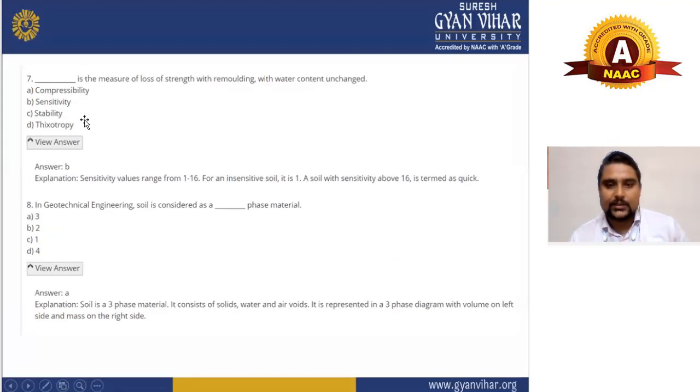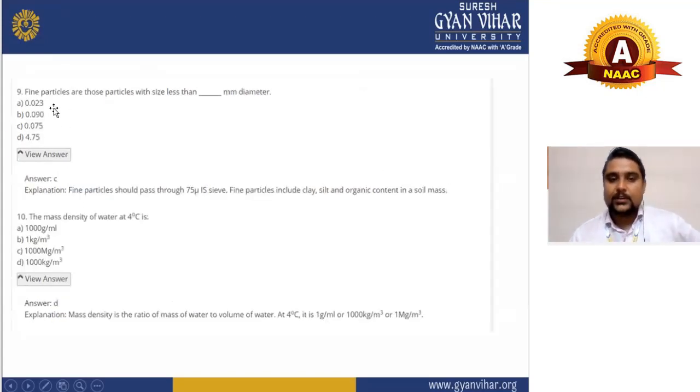Come on to the next question. Blank is the measure of loss of strength with remolding with water content unchanged. What will be the right answer here? We have done this question. We will come on to the next question.